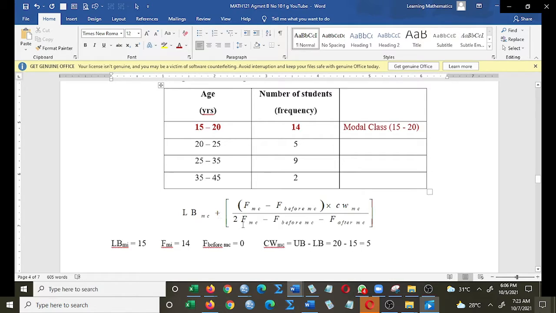Now we have identified the frequency of the modal class already. So what we need now is the frequency after. We have the frequency before. What we need is the frequency after. Can anybody tell us what is the frequency after the modal frequency? 5. Exactly. So the frequency after the modal frequency is actually 5. Okay?